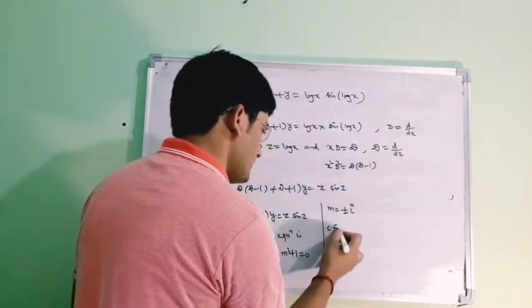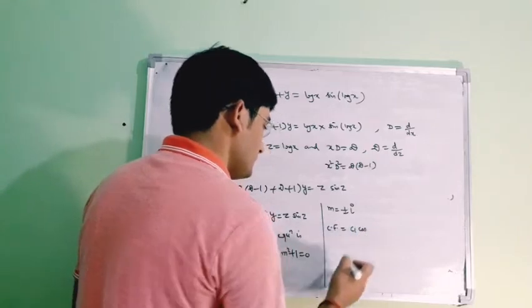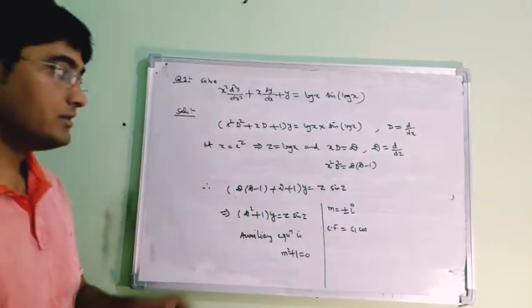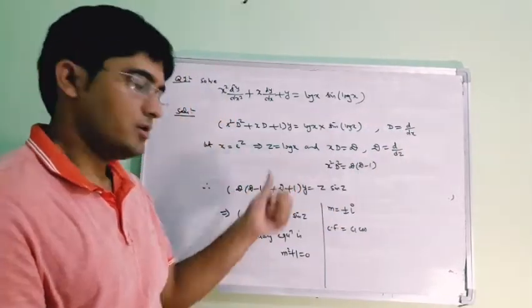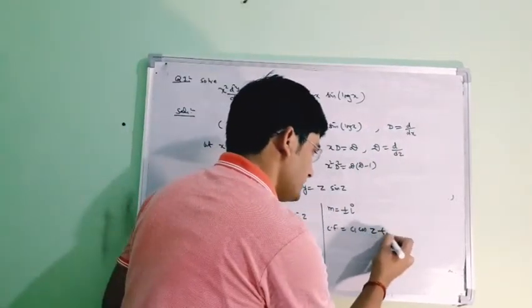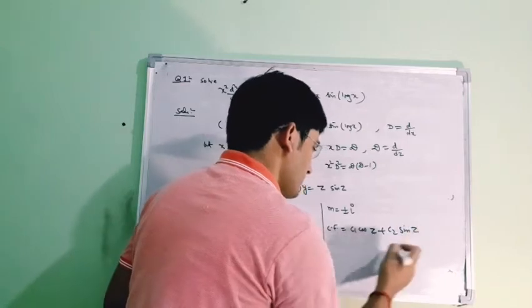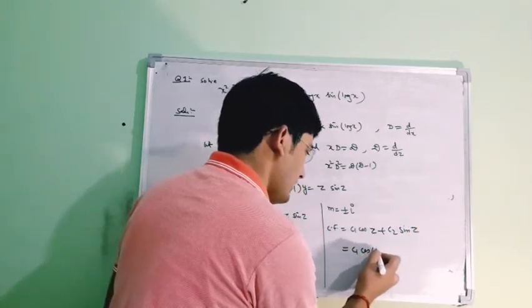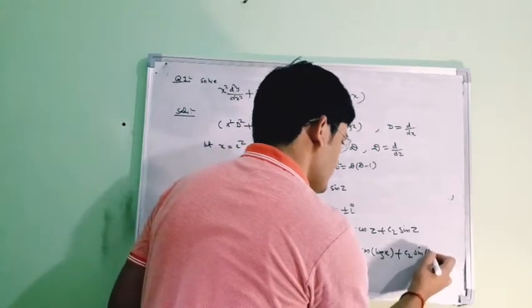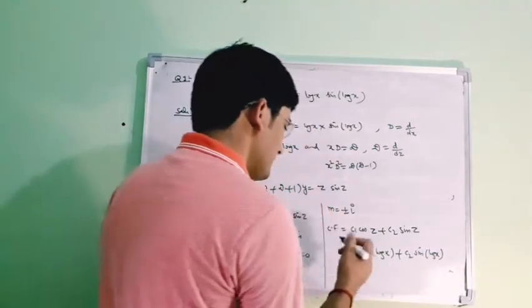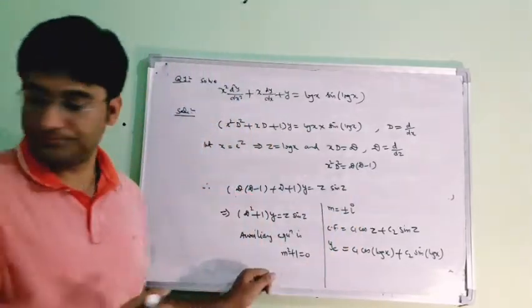So our complementary function will be c1 cos z, because we have changed our independent variable x into z. So this will be your c1 cos z plus c2 sin z. Now z is log x, so we will have c1 cos log x plus c2 sin log x. So this is our complementary function. We can write it as yc.